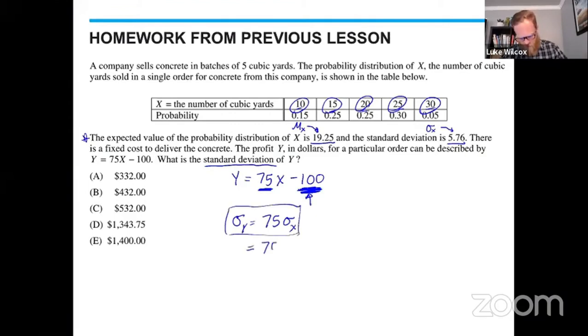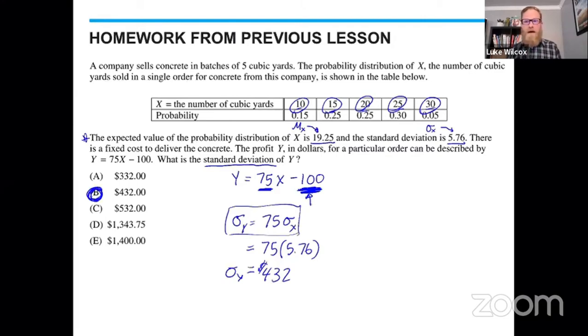So I'm just going to take 75 times the standard deviation of X, which we know from the problem is 5.76. And we are going to get a standard deviation of Y equal to $432. So looking at my answer choices over here, I can see that B is the answer that I'm looking for.